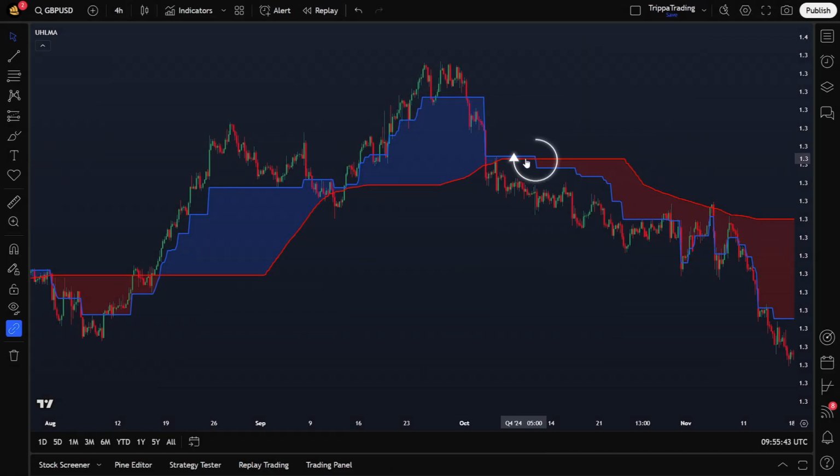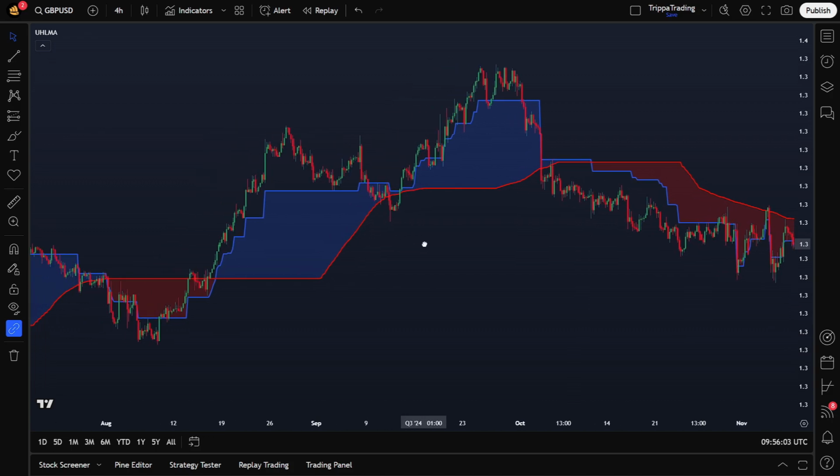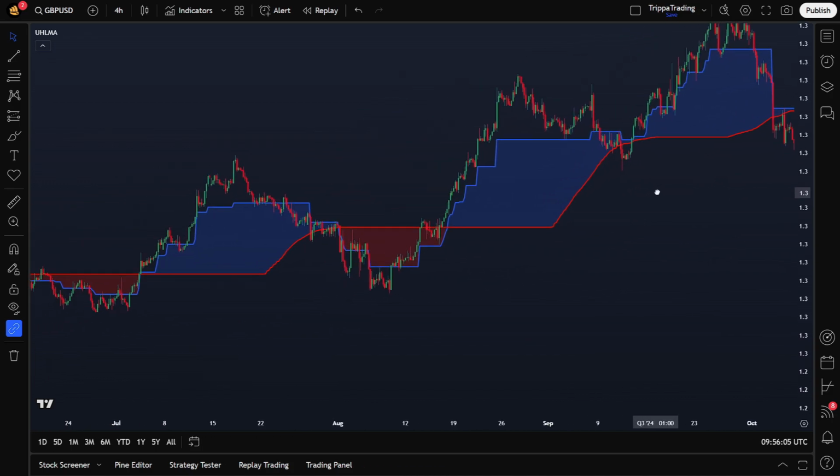When the blue line crosses below the red line, the indicator generates a bearish signal, and the area turns red, showing the market is trending down. Conversely, when the blue line crosses above the red line, the indicator gives a bullish signal and the area turns blue, indicating an uptrend. However, we are not going to use these crossover signals directly for trading.